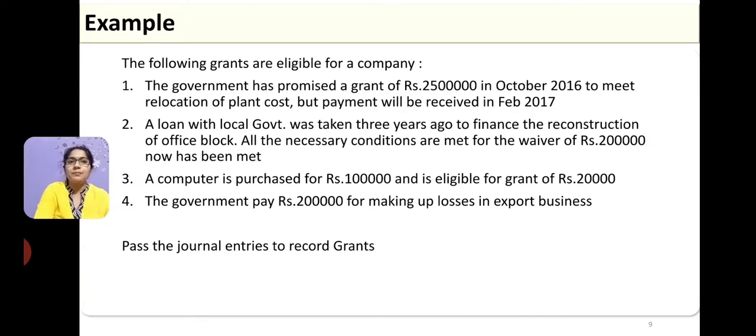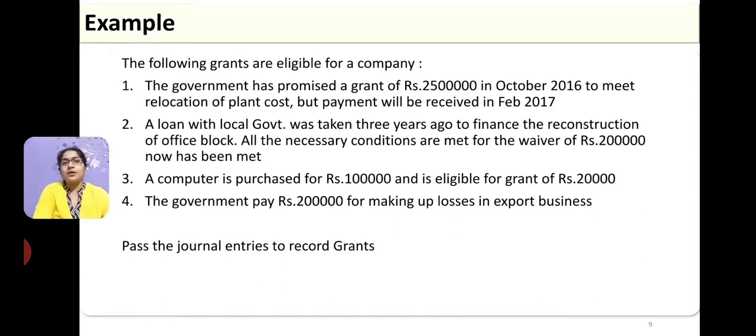Second example, a loan with local government was taken 3 years ago to finance the reconstruction of an office block. All necessary conditions are met for the waiver of 2 lakh, which has now been met. So, they have taken a loan, now the 2 lakh is eligible for waiver. That 2 lakh is going to get waived by the government, and even that is considered as a government grant. Let us see how to pass the entry even for that.